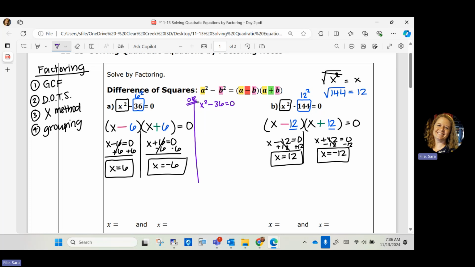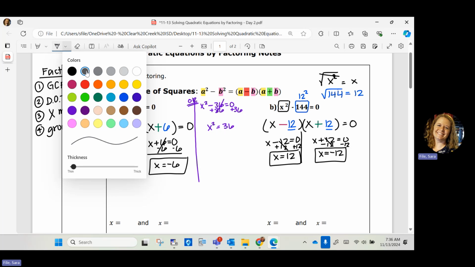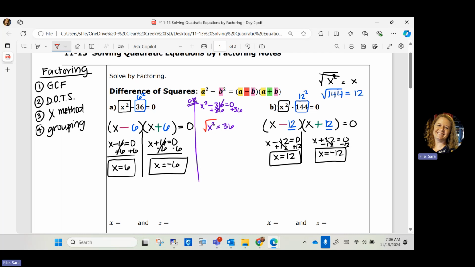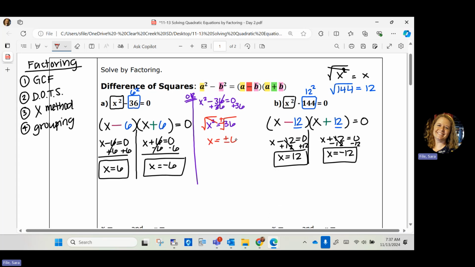What would I need to move away from that left side first? I'm trying to get x by itself. The 36. So I could add the 36 to the other side. Now, how would I get rid of that squared? Not dividing. The opposite of multiply is divide. What's the opposite of square? Square root. So I could take the square root of both sides, but the thing is, when you take the square root as a step in solving, you have to remember that you need to take the positive and the negative. Because the square root of 36 could be positive 6, it could be negative 6. Because 6 squared is 36, negative 6 squared is also 36. So you get positive or negative 6.